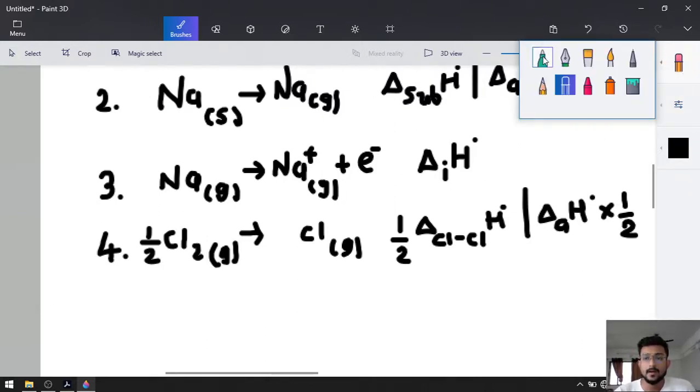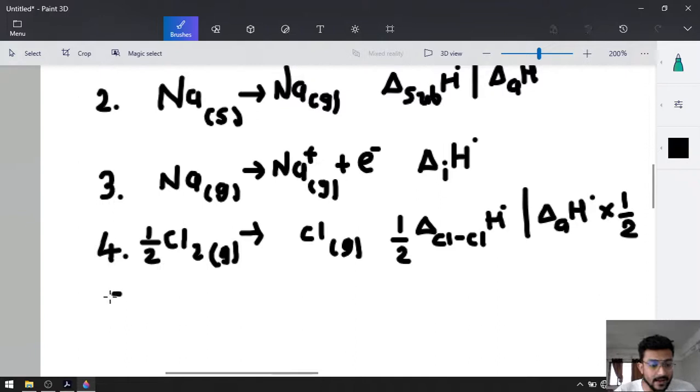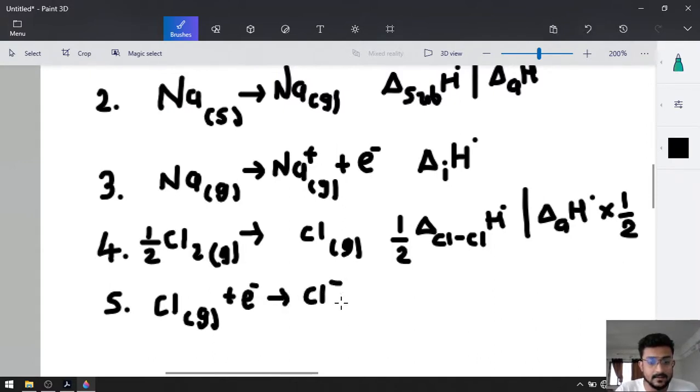Our next reaction will be the electron gain enthalpy of chlorine. So a Cl atom, which is in a gaseous form, will get one electron and it will give us Cl minus in a gaseous form. This will provide us a simple mechanism of electron gain enthalpy. So delta Eg, electron gain enthalpy, H naught.